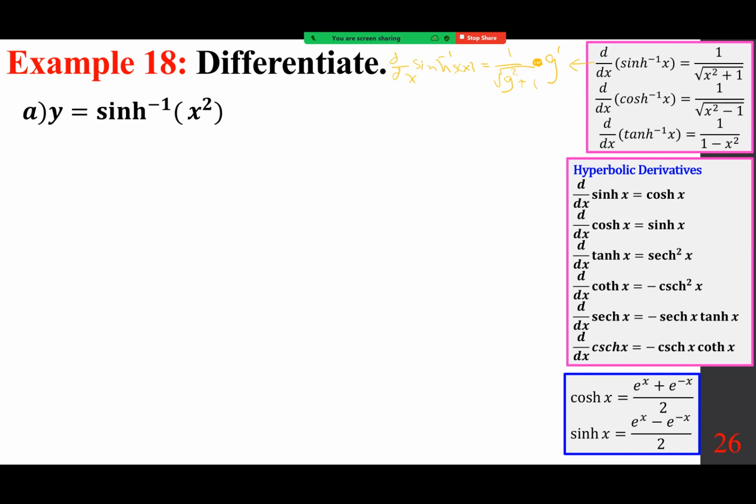So with that being the case, 1 over square root of, I'm going to square this, becomes x to the power of 4 plus 1, and then g prime, the derivative of that, is times 2x. This is by the chain rule, everybody. And just rewrite it.